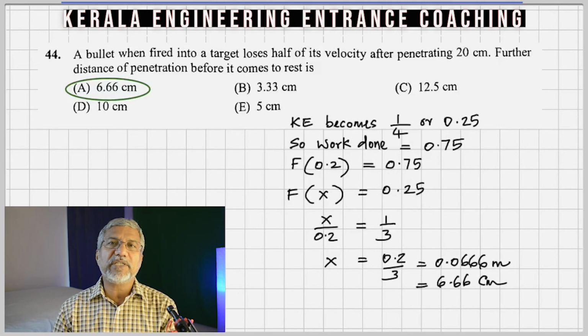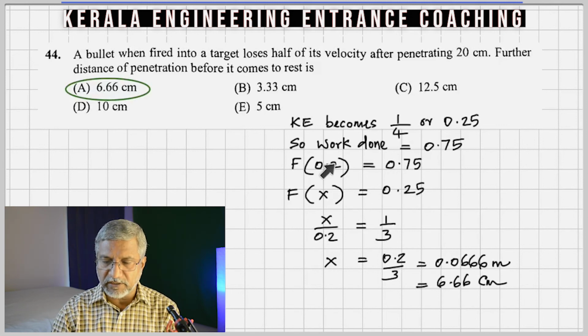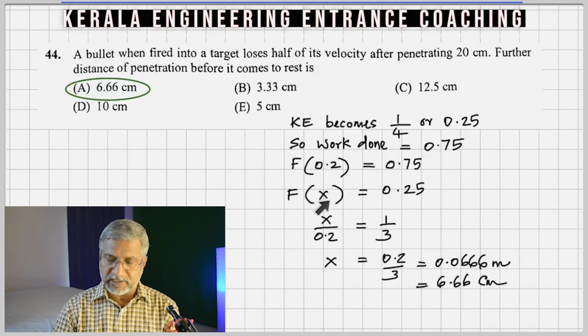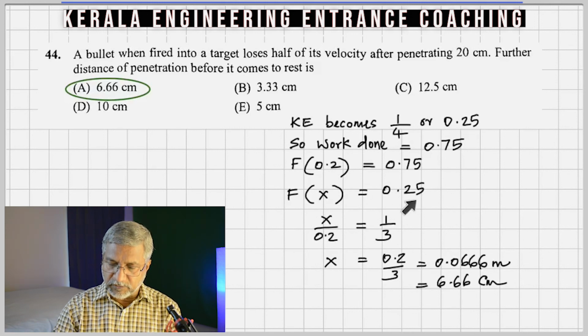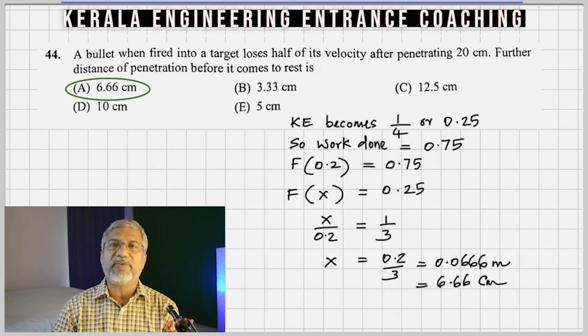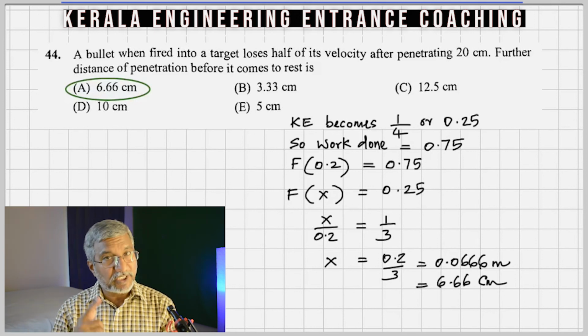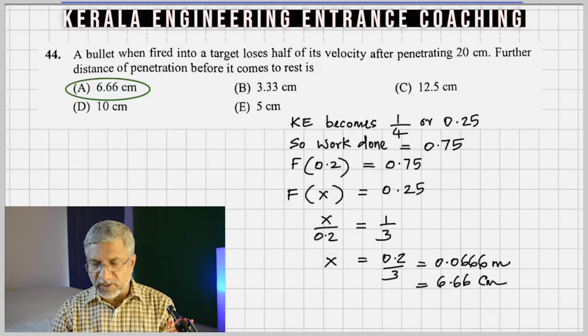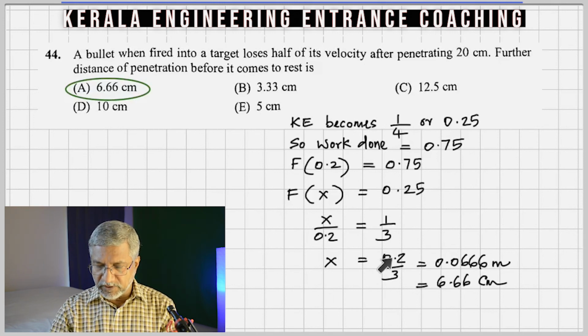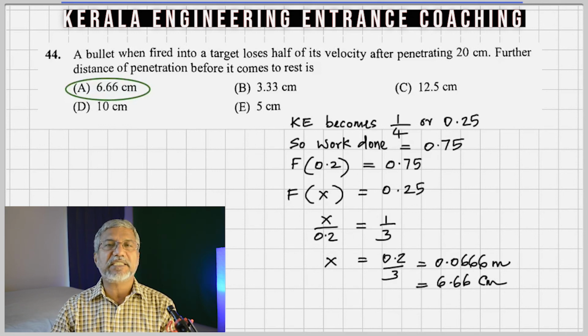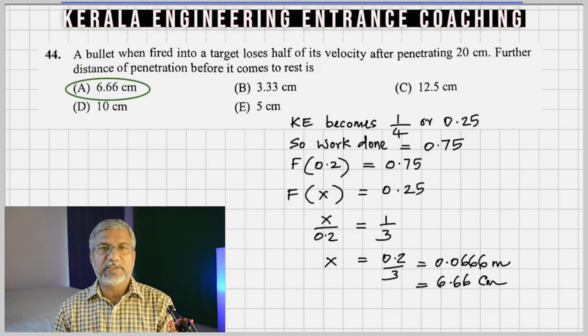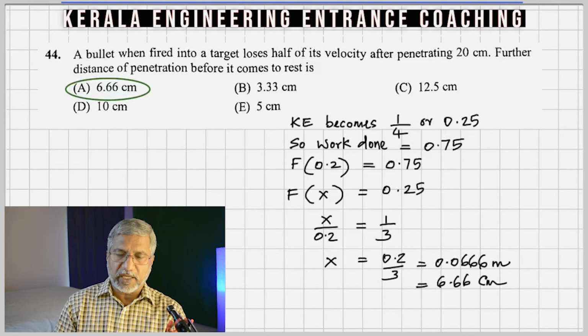Now we have these two equations. It's just math. I just divided this equation by this. The F's will get cancelled. You will get X divided by 0.2 is equal to 0.25 by 0.75. 0.25 by 0.75 is 1 by 3. So when you cross multiply, you would get X is 0.2 by 3, which is 0.0666 meter, which is 6.66 centimeters. So that's how you get that as the answer.